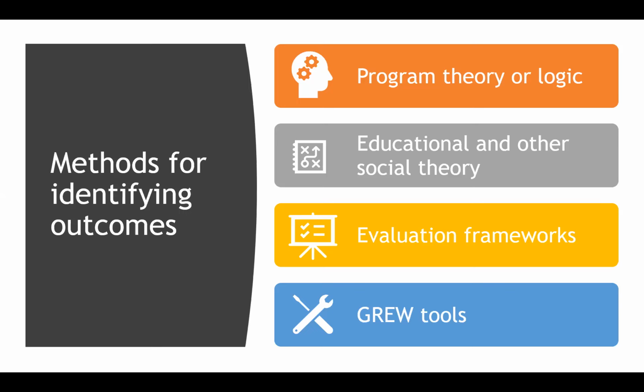Today we're sharing with you at least 4 separate approaches. They certainly overlap, but I think as a good heuristic device, thinking about these 4 different approaches can really help us expand our horizons about how to get to outcomes. And those are program theory or program logic, educational or other social science theories, various pre-existing evaluation frameworks which guide our thinking towards particular types of outcomes, and then finally the specific GRU tools that we'll be sharing with you today.